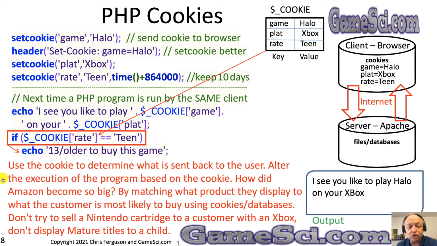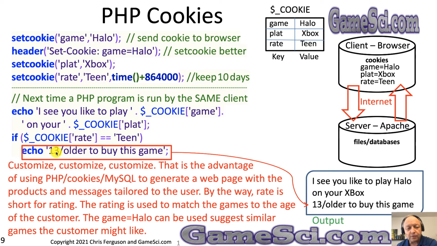Don't display mature titles to a child. You want to match what you show to the customer, what they like to buy, and what they're allowed to buy. Echo "13 or older to buy this game." Customize, customize, customize. That is the advantage of using PHP, cookies, and MySQL to generate a web page with the products and messages tailored to the user. By the way, rate is short for rating.